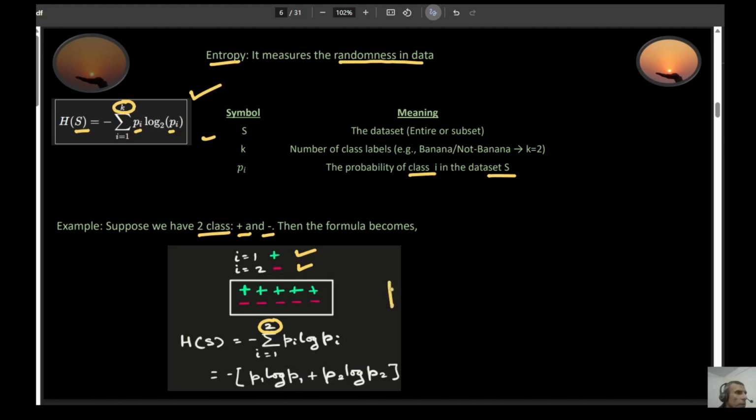In this case, you can determine your P1 would be equal to, well, you have 1, 2, 3, 4, 5. There are 5, divided by the total count of 10, so it's going to be 5 over 10. And your P2 in this case, there are 5 negative, so it's going to be 5 over 10. So in this case, they happen to be the same.